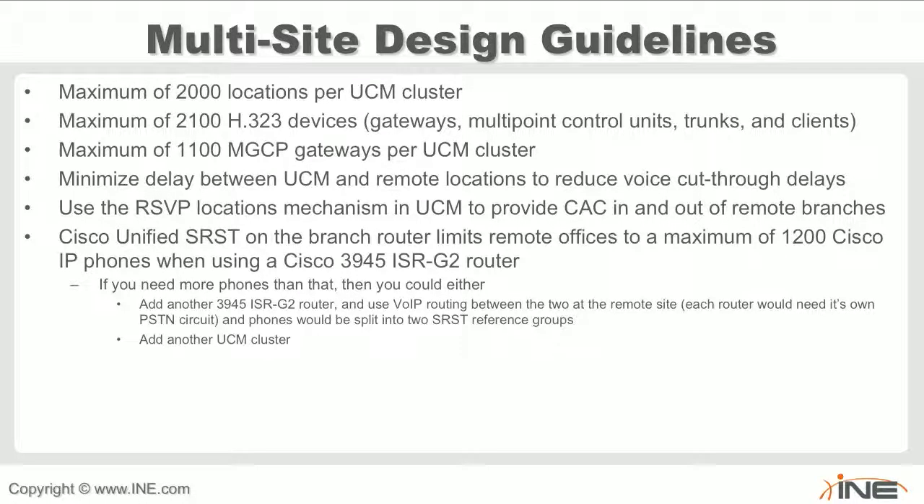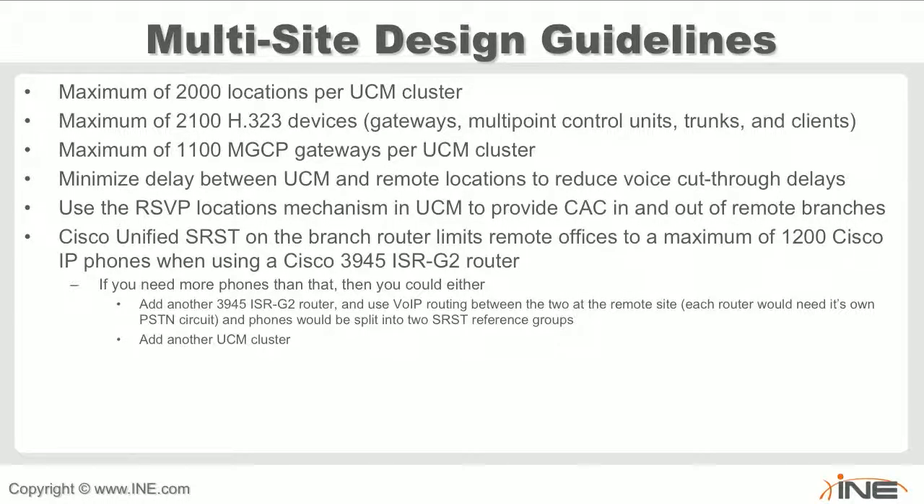The best idea with multi-site is to use something that we'll be looking at in CIPT2, which is RSVP-based locations in UCM to provide call admission control in and out of those remote branch offices. We definitely have the need to run unified SRST or survivable remote site telephony on branch routers. And so this is going to limit the number of remote offices to a maximum of 1,200 Cisco IP phones per office if we're using the biggest router that we can to support SRST.